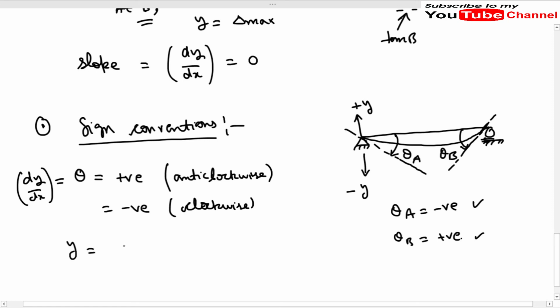The deflection will be taken as positive if we get a positive value, which means the deflection is upward. If we get a negative value, it means the deflection is downward. Very simple. So this is it for this video.